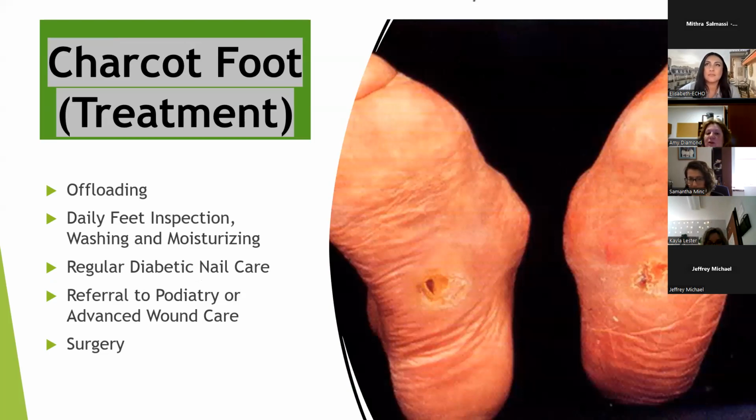And the reason that is important, there's going to be a lot of hyperkeratotic skin buildup, dry skin that can increase their risk for infection. So making sure that they're cleansing their feet and moisturizing is also important in reducing ulcerations and care. Regular diabetic nail care through podiatry, we try to encourage the patients we see to make sure if they aren't doing that, that they are, and not to try to trim their nails themselves.